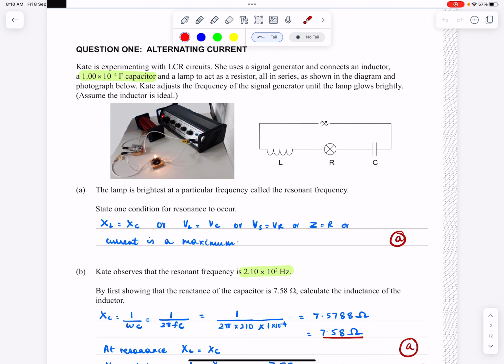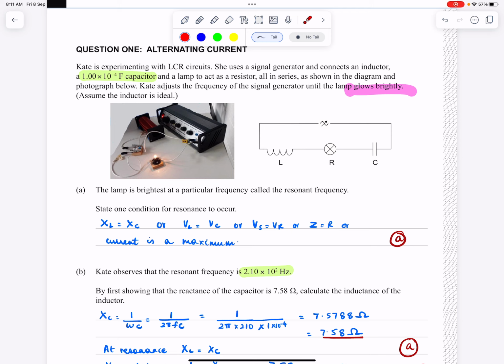Kate is experimenting with LCR circuits. She uses a signal generator and connects an inductor, a 1 times 10 to the power of negative 4 farads capacitor, so this is the capacitance of the capacitor, and a lamp to act as a resistor, all in series as shown in the diagram and photograph below. Kate adjusts the frequency of the signal generator until the lamp glows brightly. So when you see the lamp glows brightly, the term that should come to your head is the word resonance. Okay? So that's when the lamp glows brightest.